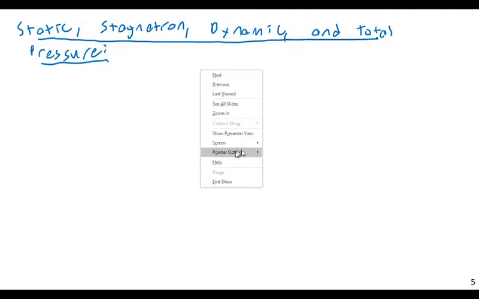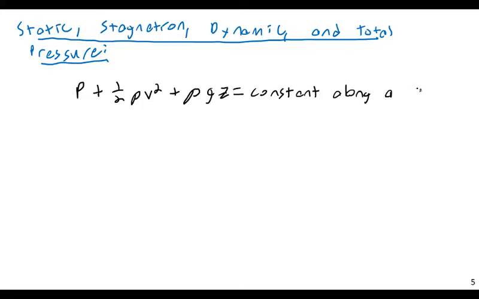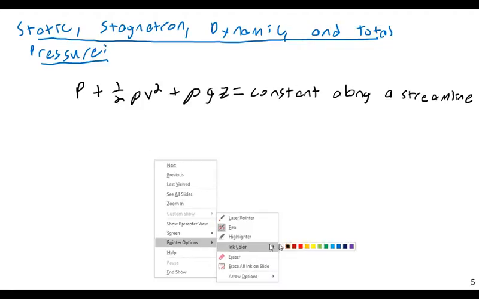So again, we have Bernoulli. I can write it in a slightly different way with rho. If I write in terms of density, P plus 1/2 rho v squared plus rho gz equals constant along a streamline. This will be constant along a streamline. And there are different ways to interpret this.